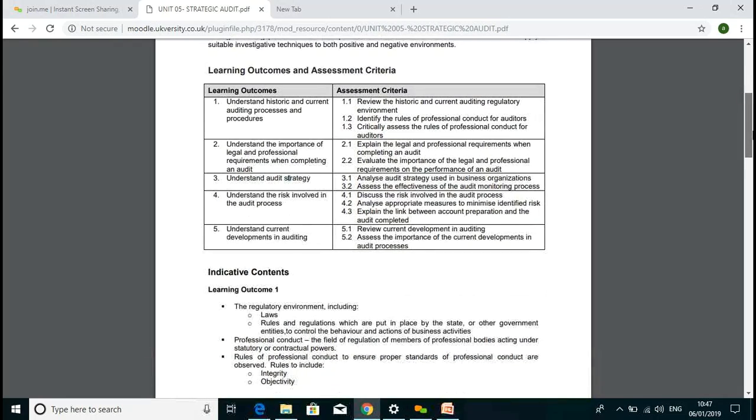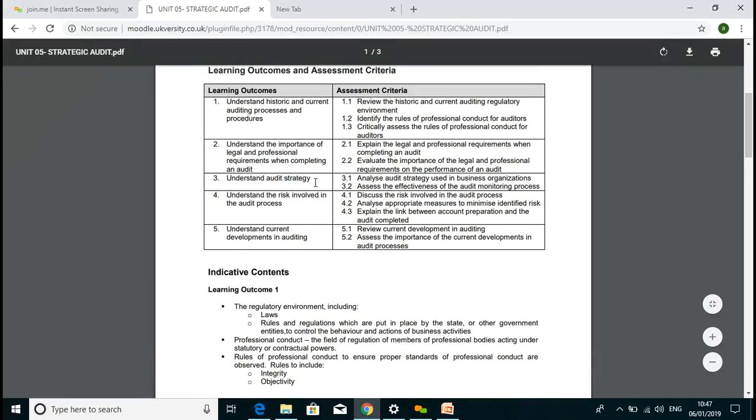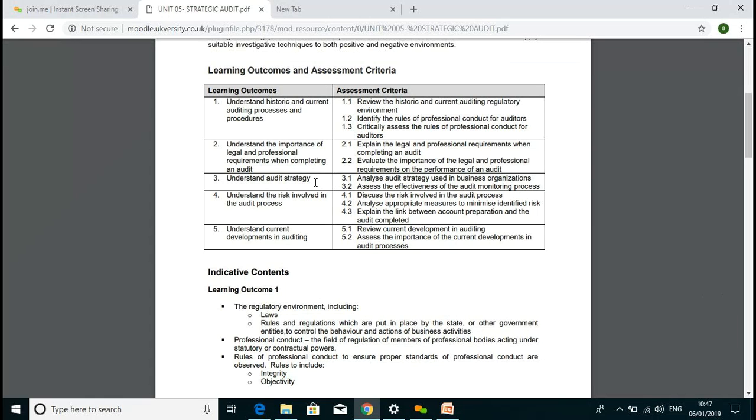So today's lesson we will be moving forward. We discuss a bit which relates to the previous learning outcome as well, but today's lesson will be focused on understanding the audit strategy. What is meant by strategy, where this word came from, and how we can make strategies for the audit to run effectively to achieve the organization's objective.